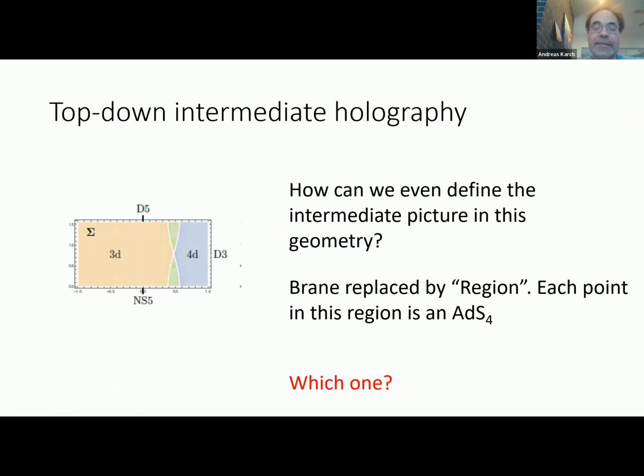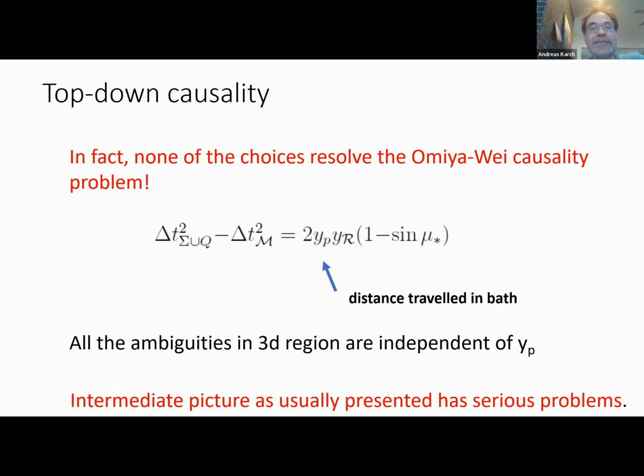Now you might wonder, this already makes the intermediate picture much more subtle to define. Where is this intermediate theory supposed to live? Somewhere in here, there should be some AdS4 in which there's a CFT and gravity living. So you could pick any point in this 3D region and say that's the theory on the brane, or maybe I should use some sort of average. One problem is that none of those resolves the Omiya and Wei causality problem. It doesn't matter which particular point you choose, or whether you choose some sort of average. As long as you take any property that involves this 3D region and want to say that's where my intermediate dual lives, I'm always going to get the same causality problem.